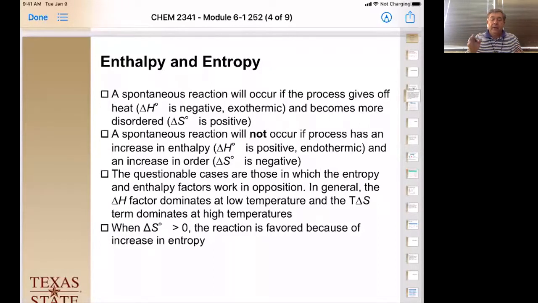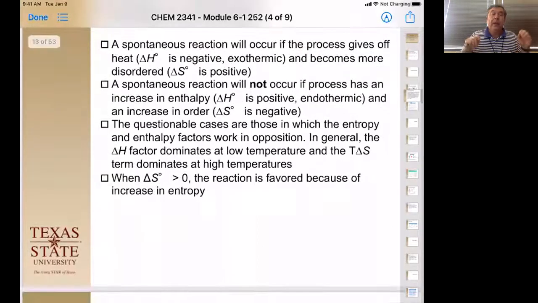Now, there is a middle ground where one will change and the other won't. Enthalpy is a lot more important at low temperatures. But once we get to very high temperatures, the entropy and temperature component plays a bigger and bigger role. So that's why we can typically just look at the enthalpy of the reaction and know whether it's going to be spontaneous or not. Now, when the entropy is greater than 0, meaning you get more things, the reaction tends to be favored because of that entropy. Those are all just general guidelines, but let's actually put them to use here.